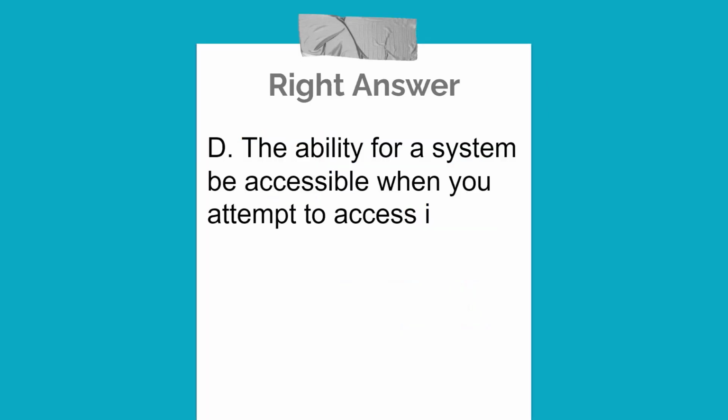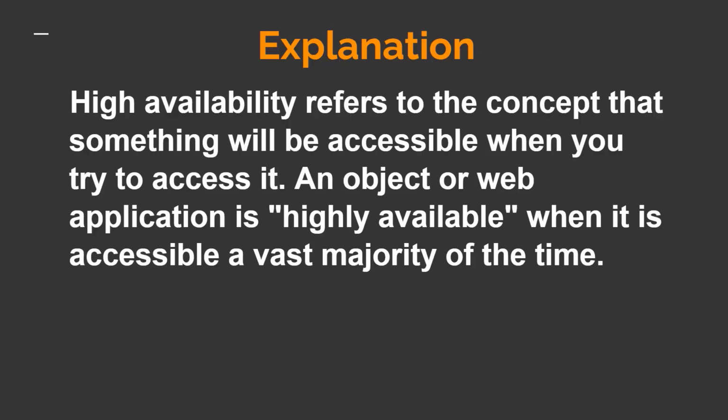Right answer is D. The ability for a system to be accessible when you attempt to access it. Explanation. High availability refers to the concept that something will be accessible when you try to access it. An object or web application is highly available when it is accessible a vast majority of the time.